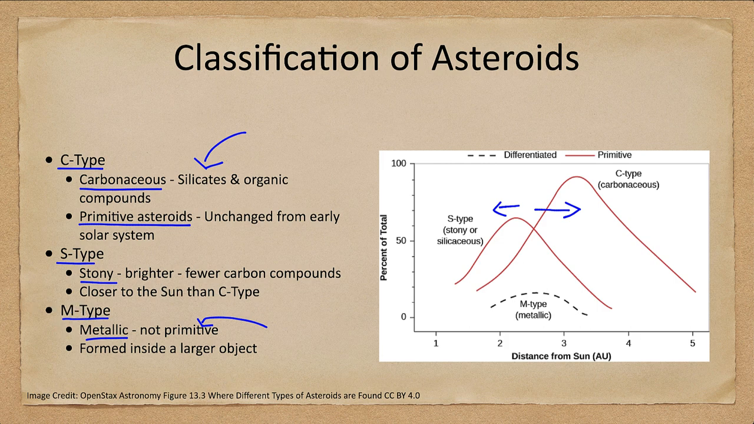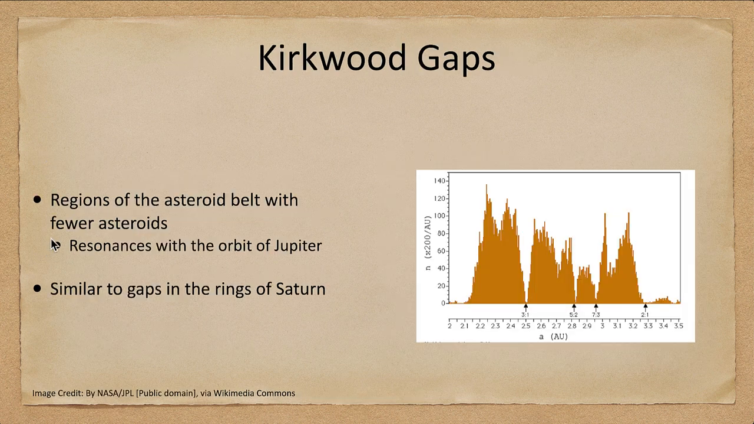Now, when we look at the asteroids and how they're distributed, we note that they're not uniform. We looked at this with the rings of Saturn as well, but there are regions called the Kirkwood gaps where there are fewer asteroids. These are resonances with the orbit of Jupiter. Now we saw this with Saturn, but here we see, for example, a 3-to-1 resonance, meaning that an asteroid at that location would orbit 3 times every time Jupiter orbits once.